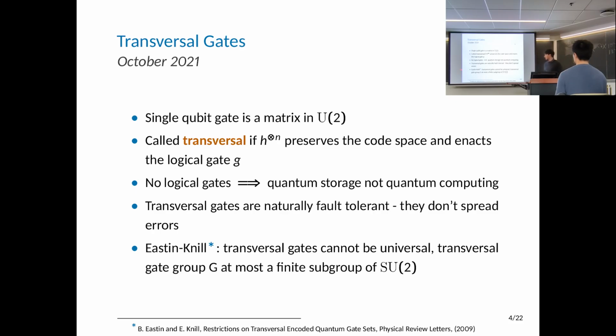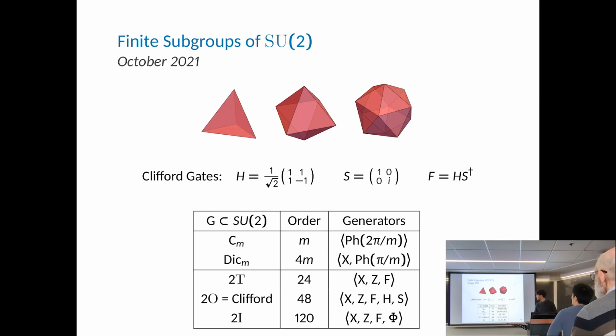So there's this famous, very nice theorem called Eastin-Knill, that transversal gates can never be universal. At most, you get basically a finite number of them. And that was something I learned in this wonderful class taught by Michael and Victor. And I was like, oh, that's really interesting. So for a single logical qubit, that means that your group of transversal gates has got to be some finite subgroup of SU(2). And there's not that many finite subgroups of SU(2). So I started kind of thinking about it.